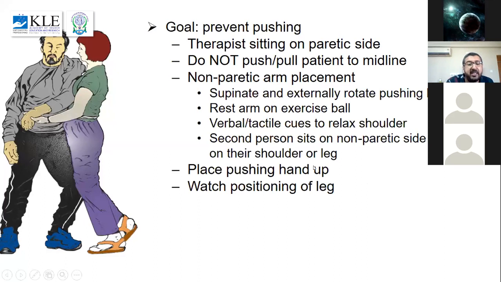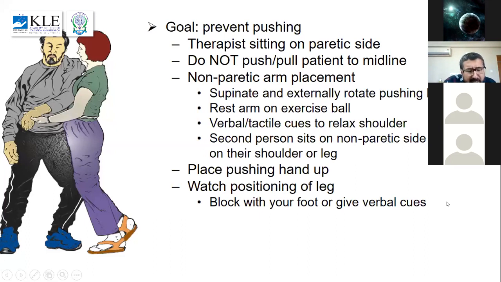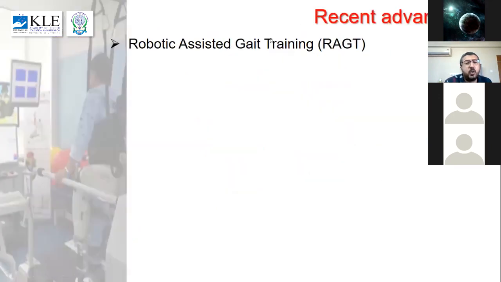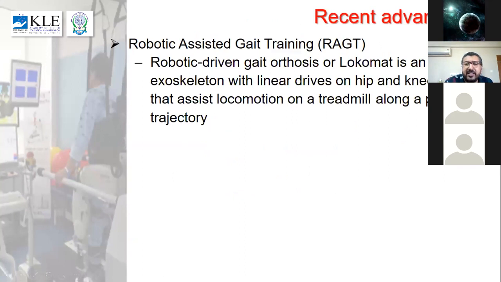Placing the pushing arm in the air, then watching the position of the leg. If he's unduly abducting or extending the knee, I'm talking about the non-affected limb, he might again push. So it's not that the push happens from the upper extremity alone, it can happen from the lower, and particularly it's even more profound when you make the patient stand, the use of the leg for pushing. So these are some of the important points in the recent advances, but they are again not very specific, or rather it's not giving much results.